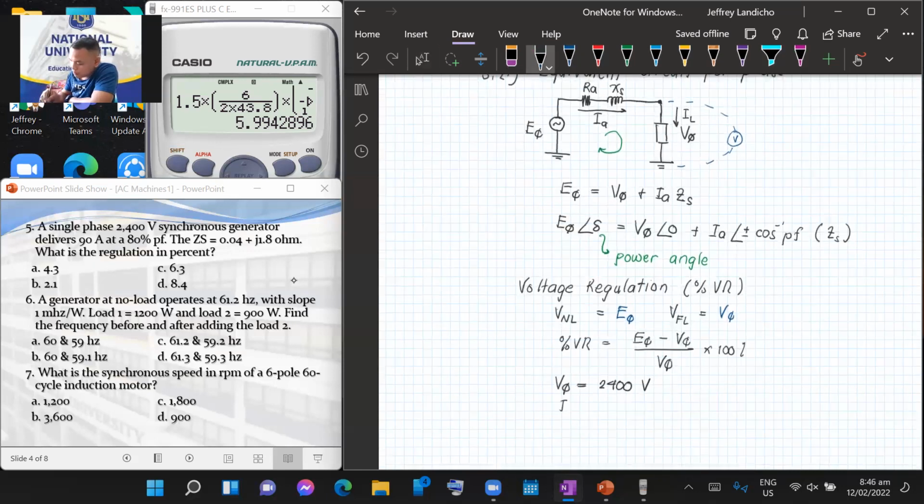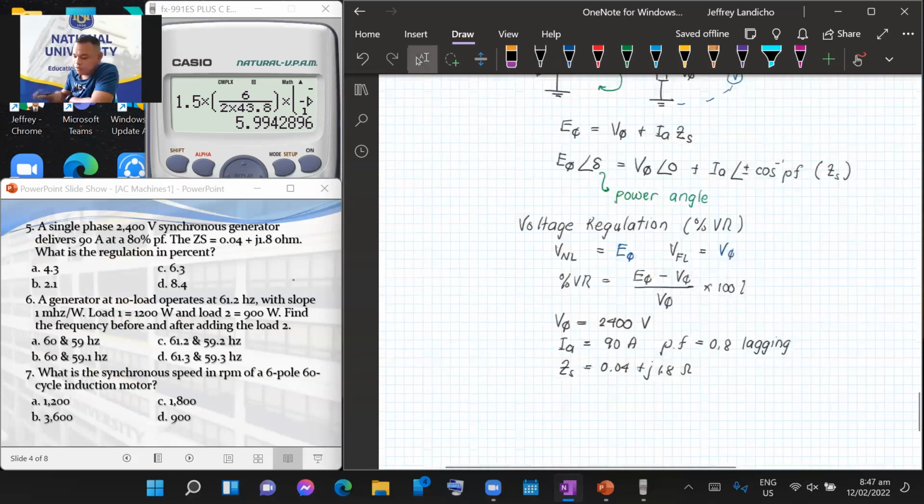So you have the armature current, IA, that is 90 amperes, with operating power factor equivalent to 0.8. If not mentioned, automatically it should be lagging. So you have the synchronous impedance, which is 0.04 plus j1.8 ohm. So what would be the percent regulation? We need to solve for the internal voltage first.